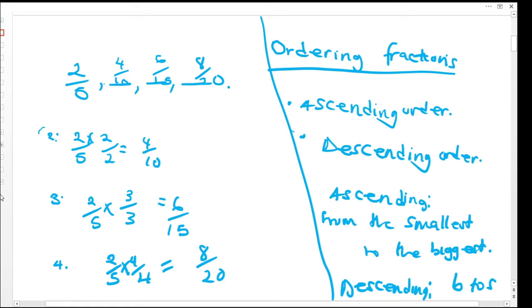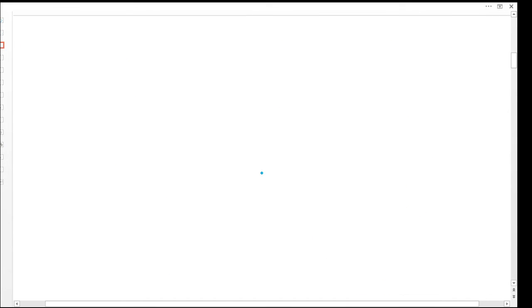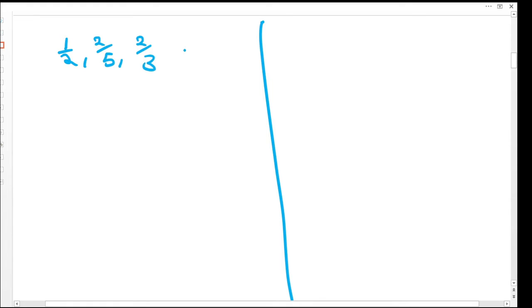Now let us see how we are going to do it. So for example, we are given a half, 2/5, and 2/3, and they tell us to arrange our fractions in ascending order. Remember, we said ascending order, we are going to arrange them from the smallest to the biggest.